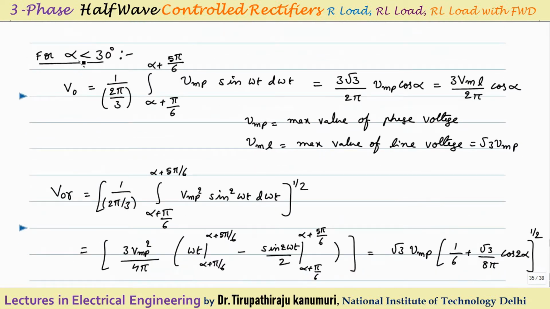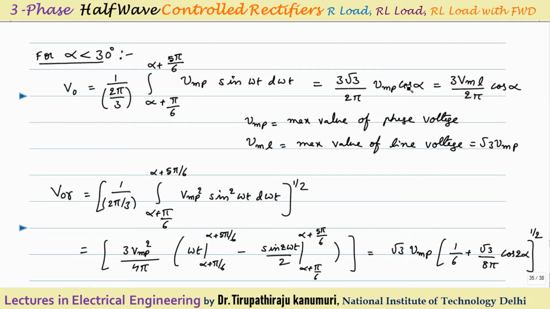So first I am starting with alpha less than 30 degrees. We know that it is a periodic waveform, repeating after every 120 degrees, right? So 120 degrees is nothing but 2 by 3 times of 180 degrees. So 2 pi by 3 duration, integration from alpha plus 30 degrees to alpha plus 150 degrees. So up to that much duration they will conduct. Vmp sine omega t d omega t. If you substitute this, you will get 3 root 3 by 2 pi into Vmp, where Vmp is the maximum value of the phase voltage, cos alpha. So depending on the value of alpha, the magnitude will go on changing. As the value of alpha increases, automatically the average voltage will go on decreasing.